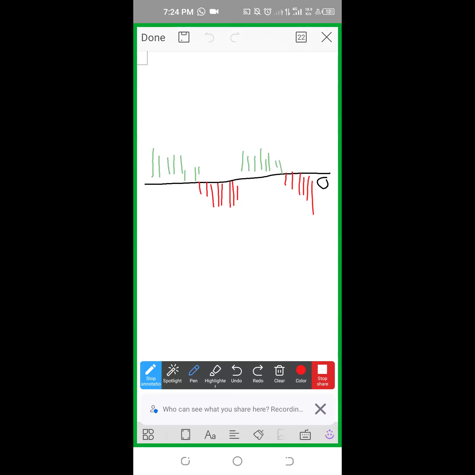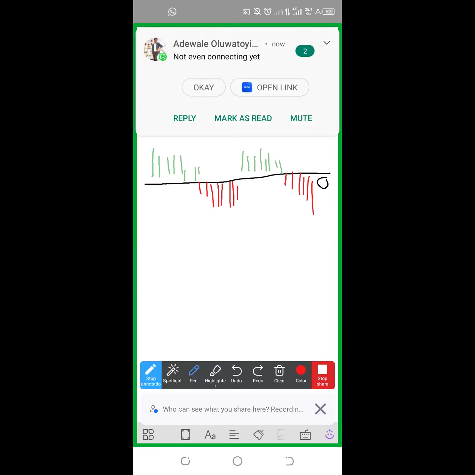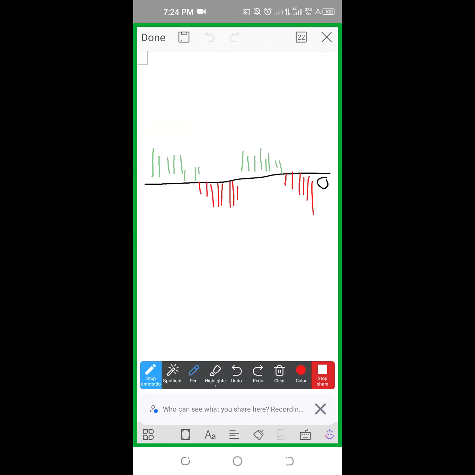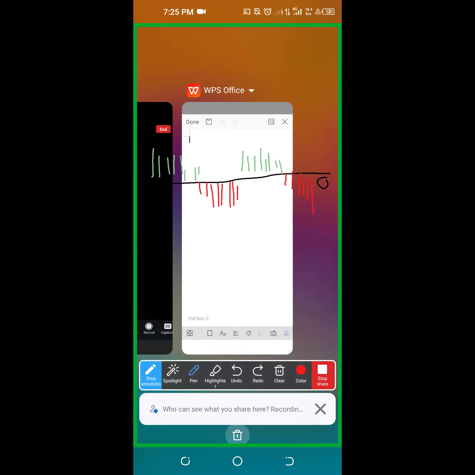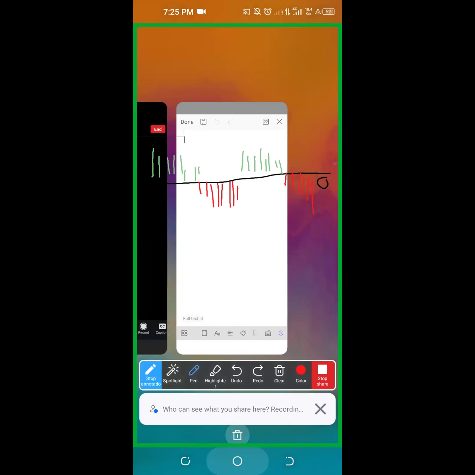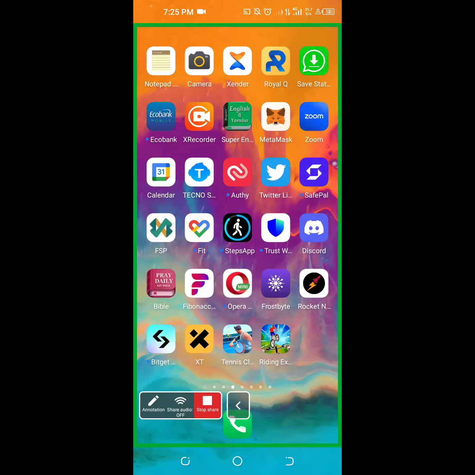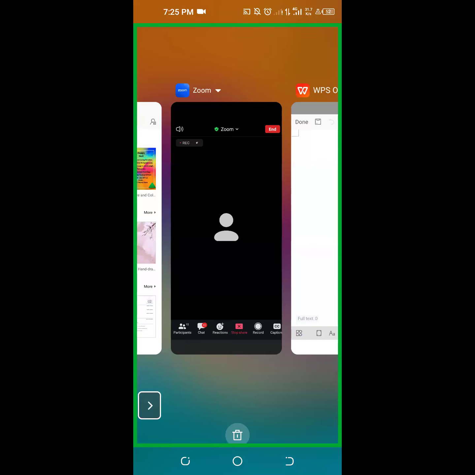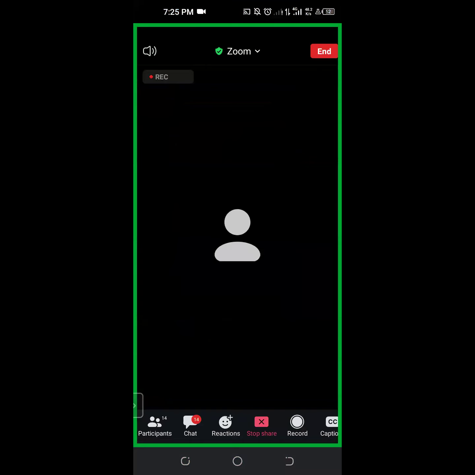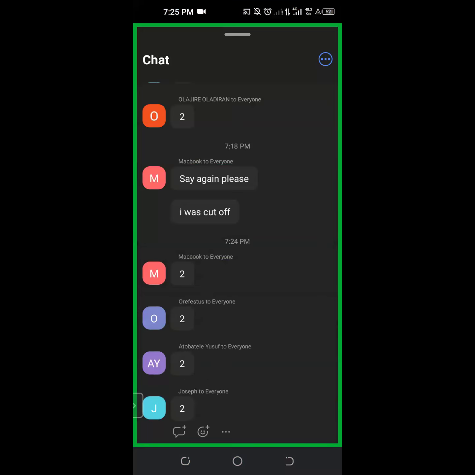If you have seen what I have drawn so far, the zero line, the green bars going up and the red bars going down, type 2 in the chat before I continue, so that I can know that you are seeing what I'm doing. Okay, that's good. So let me continue.